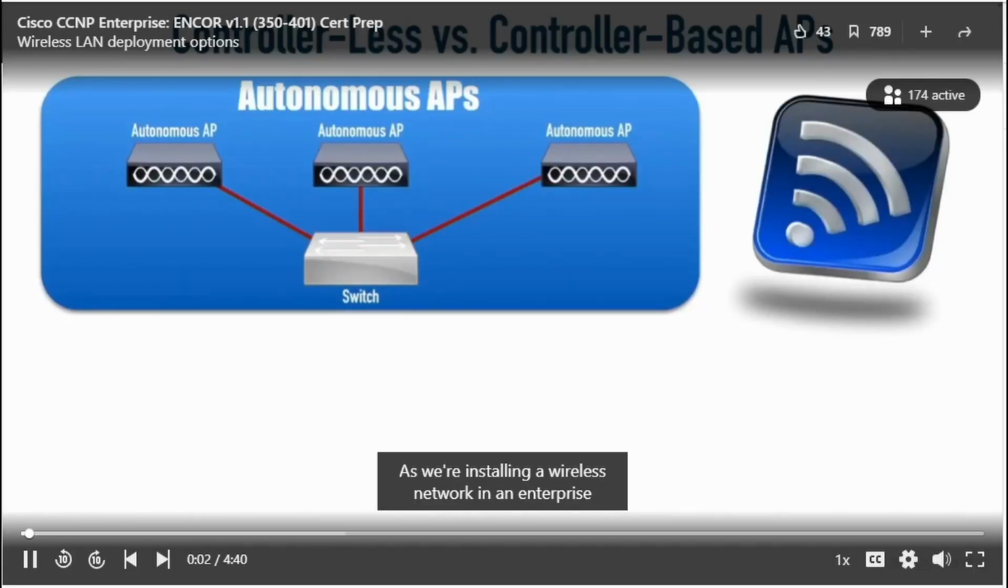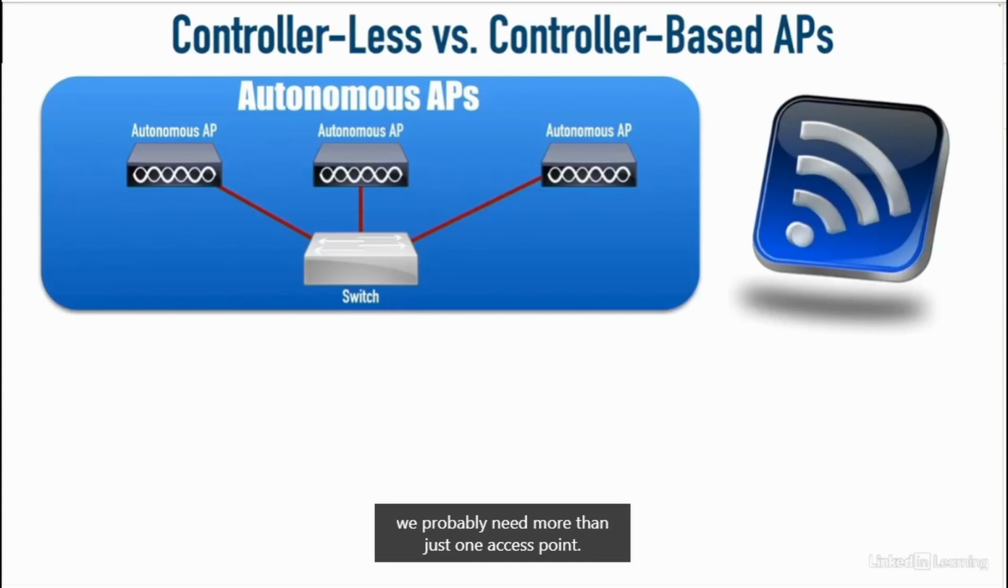As we're installing a wireless network in an enterprise environment, we probably need more than just one access point. And there are two basic schools of thought when it comes to managing multiple access points. One is to use autonomous access points. With autonomous APs, we manage each access point individually. They each have their own unique IP address. We go to each one and maybe configure them with identical wireless network names or identical SSIDs, and that allows our clients to roam from one access point to the other. However, it's just not scalable to manage individual access points if we have hundreds or even thousands of access points.